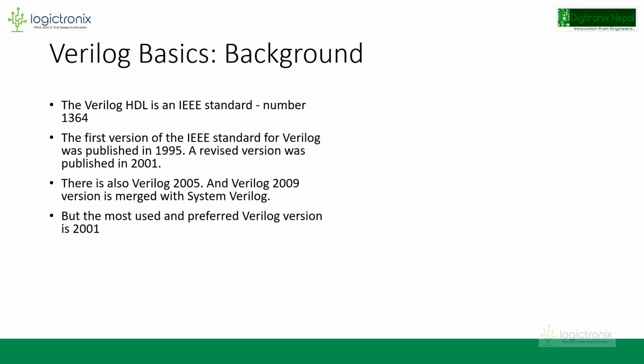However, there are two other versions also, 2005 and 2009 of Verilog, and that 2009 version of Verilog is called SystemVerilog. That means Verilog is merged with SystemVerilog, so there is no separate Verilog revision of 2009. So it is SystemVerilog, and SystemVerilog is a superset of Verilog. So the 2005 version of Verilog is not much utilized.